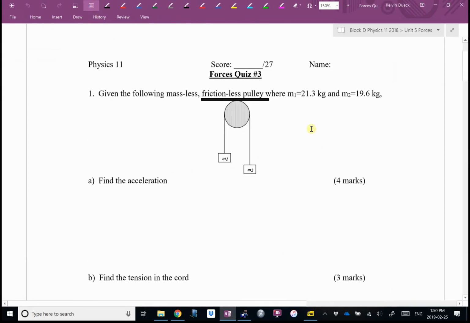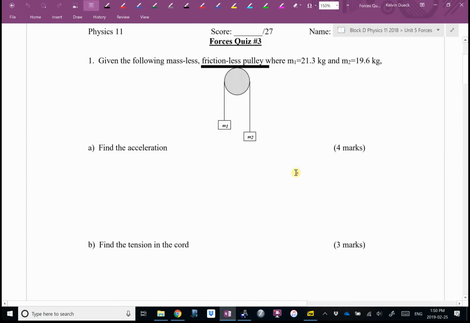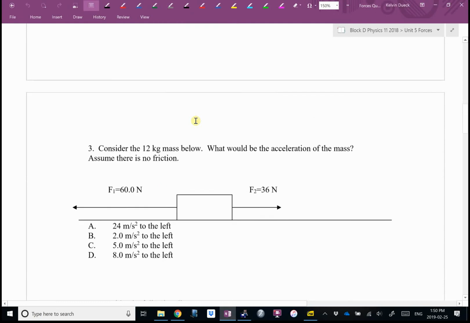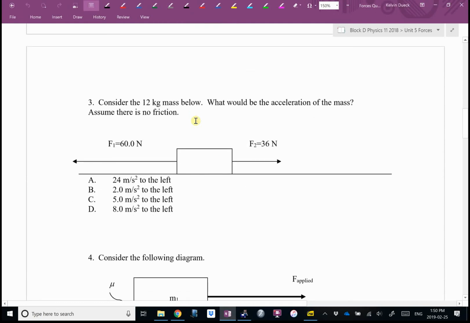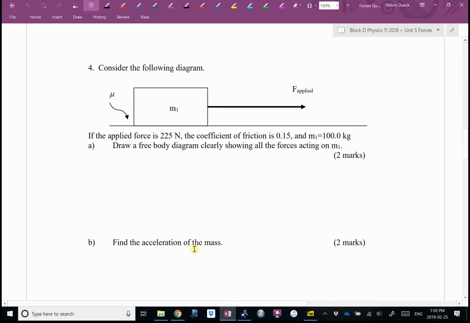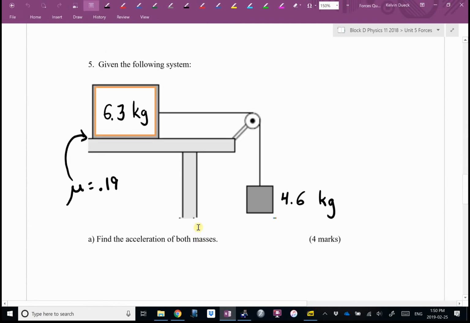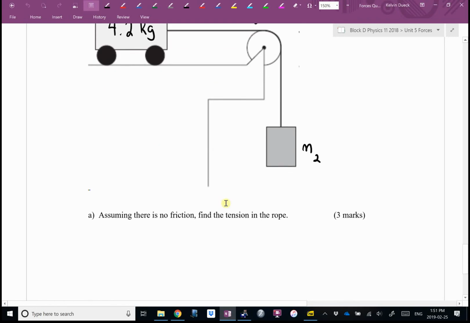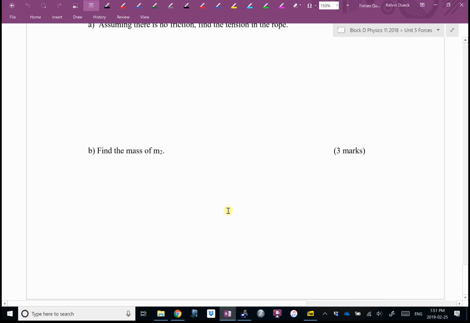So we're starting off right away with an Atwood machine, giving you both masses. Then number 2, your hint here is normal force is not mg. See, there's an extra vertical force mucking around with it, but free body diagram. Number 3, asking you for the acceleration. That's just a conceptual one. Number 4, draw a free body diagram and then find the acceleration. 5, here's friction, find the acceleration, find the tension. And then number 6, here's a question where I'm asking you to find M2, given that I've given you M1 and I've given you the acceleration. Your hint is find the tension first and then find the missing mass.